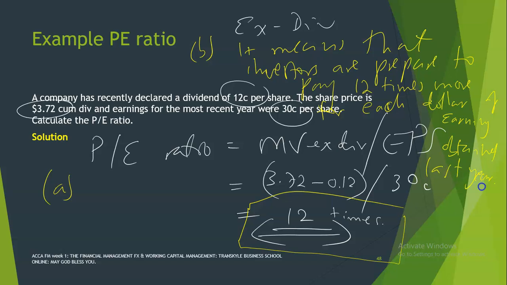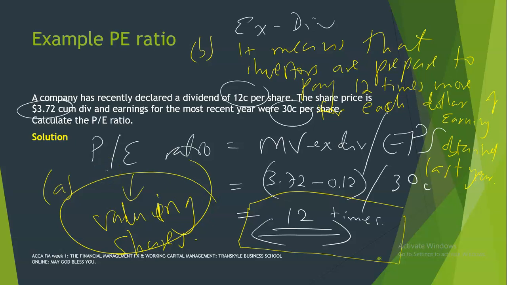So this is why this ratio is important in valuing shares. It's a very important measure in valuing shares of companies. The PE ratio. It's very, very important. The investors are prepared to pay 12 times for every dollar of earnings sustained or achieved in the previous year.